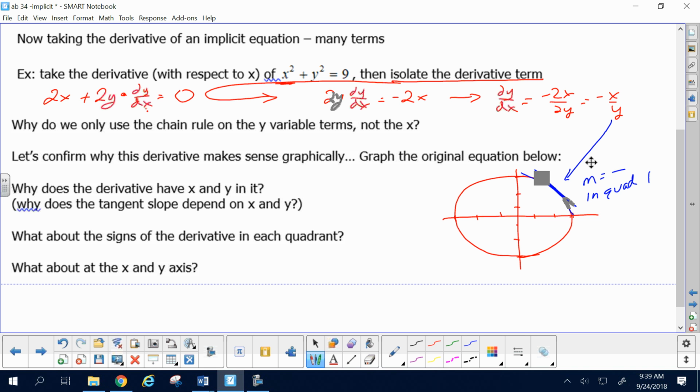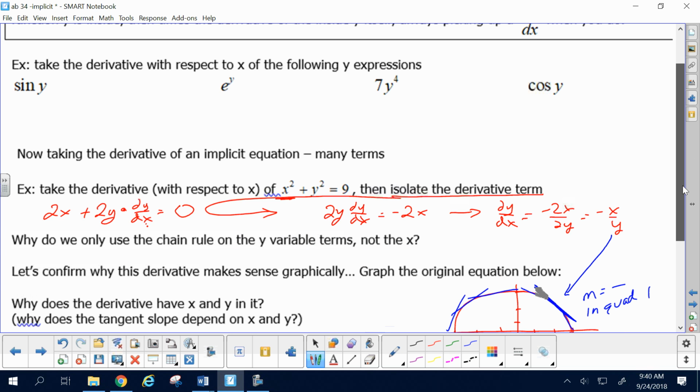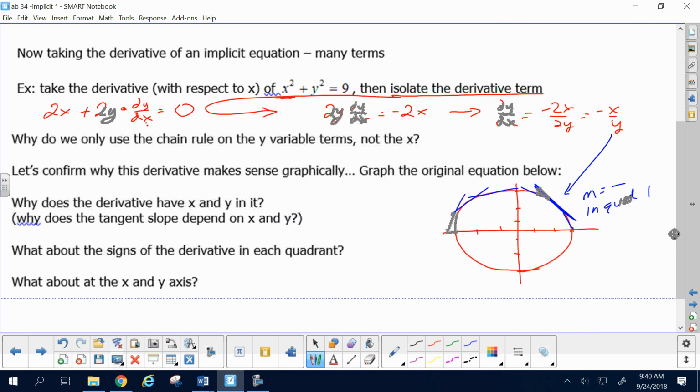What about looking at the picture? What would the derivatives or the tangent slopes be in quadrant 2? Looking at the picture, positive. Looking at the equation, what will the slopes be in quadrant 2? Well, in that quadrant, x's are negative and y's are positive. Won't that be then a negative over a negative? And so, yeah, you're going to get a positive slope in that quadrant. That makes sense. Same is true for all quadrants.